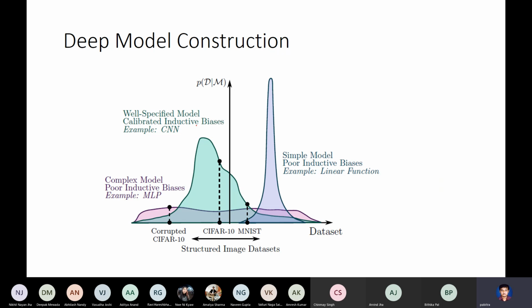So this is a nice picture to explain that. The x-axis is all possible data sets you can get. So this is, let's say, CIFAR 10, this is, let's say, MNIST, this is, let's say, corrupted CIFAR. All possible data sets that you can get hypothetically vary along the x-axis.